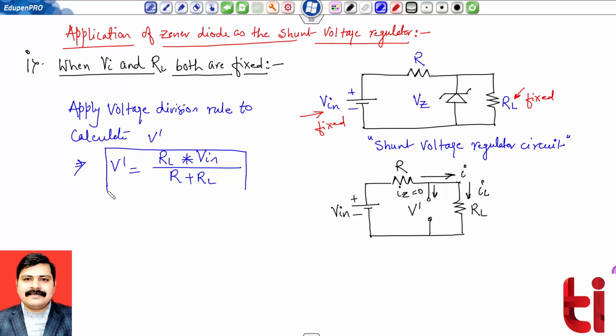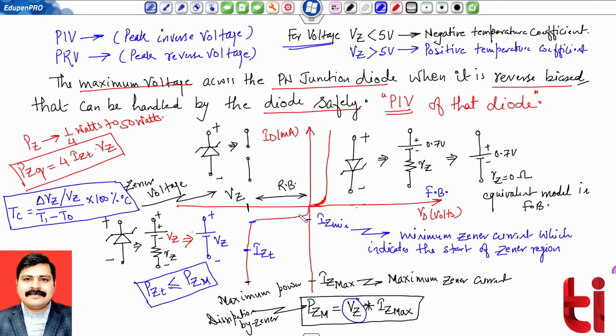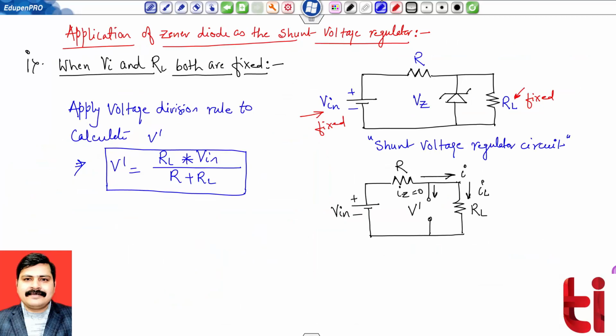Now we have to do the comparison. You can check the characteristic in this particular term. There are two possibilities: either my Zener diode is working in reverse bias region or Zener diode is working in the breakdown region. So I have to check in which particular region my Zener diode is working. In order to use this diode as a shunt voltage regulator, we must ensure that the Zener diode should work in Zener region. So this is my testing phase. So first I am doing the testing.